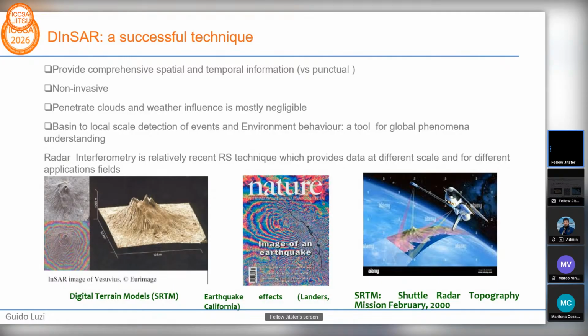Well, the main advantage of the use of SAR imaging and interferometry is that you can have comprehensive spatial and temporal information with respect to point-wise information. It is non-invasive, and it can penetrate clouds and is mostly insensitive to weather, mostly, because if we talk about amplitude, the effect of the atmosphere is negligible. But in the case of interferometry, no. And this is the main problem. It is very famous. Here you can see some examples, including a cover of a natural image of an earthquake. You have to consider that, this being an interferogram, the denser the fringes, the higher the displacement. And this also depends on the wavelength parameter. By the way, in this case we use only one satellite, so one frequency.